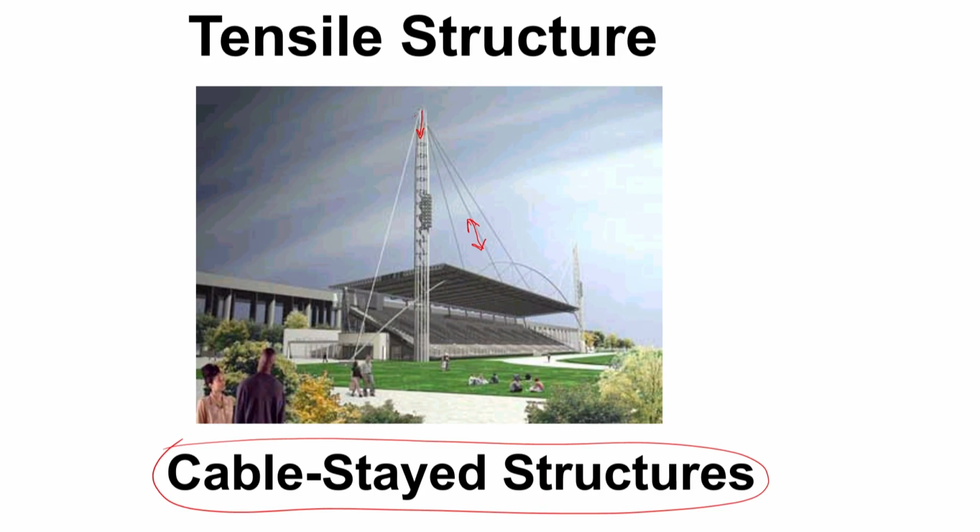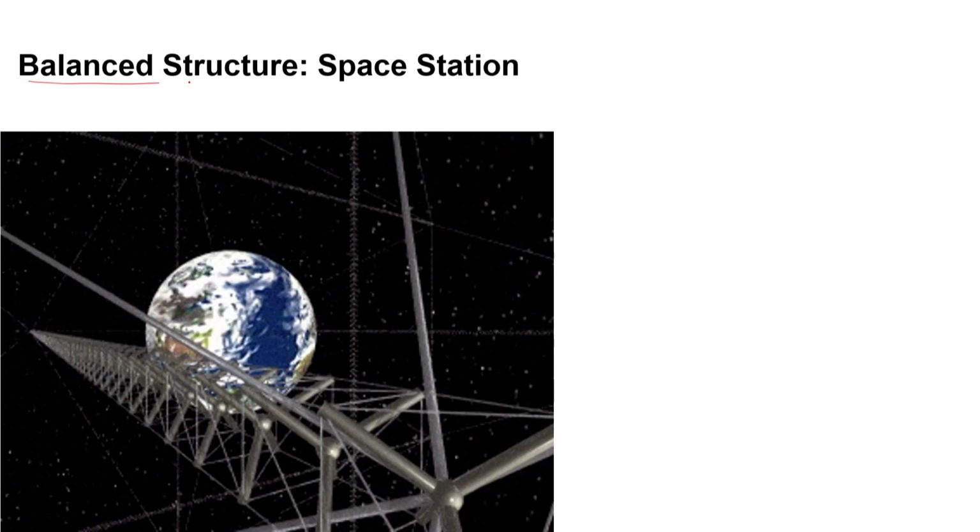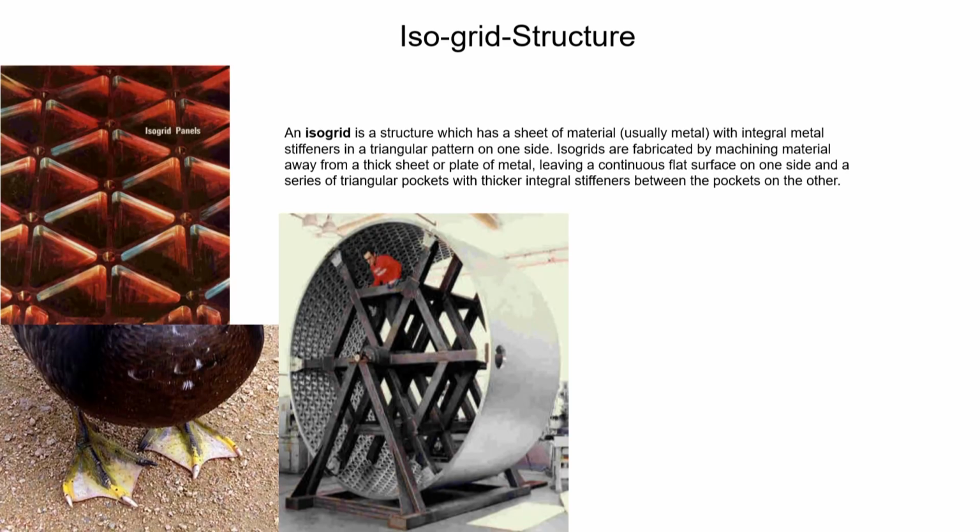Some structures are neither compressive nor tensile. The best example is the space station. This type of structure is called a balance structure. As you know, carrying material from the earth to space is a great challenge, and hence it is designed in such a manner that it is completely balanced, both the tension and the compression. Another space example is the rocket casing, which is based on a structure called isogrid structure.